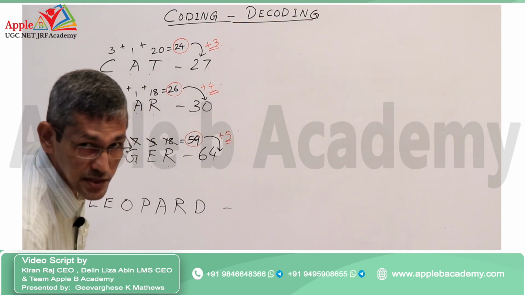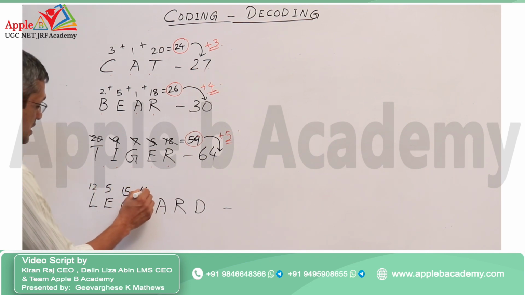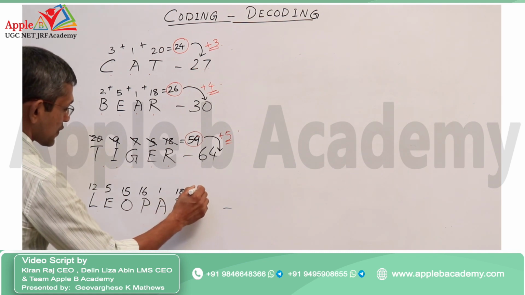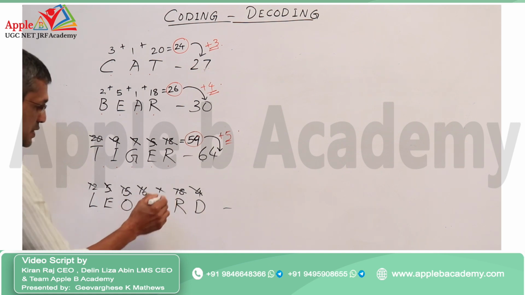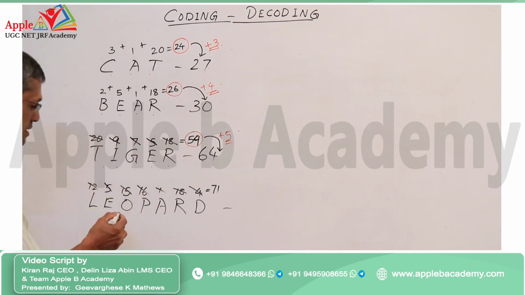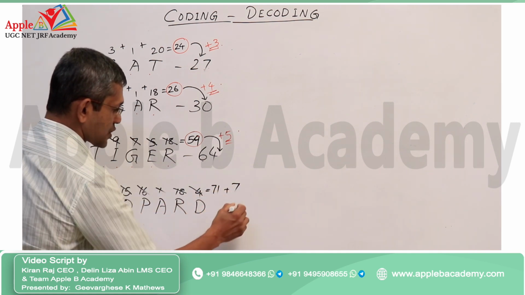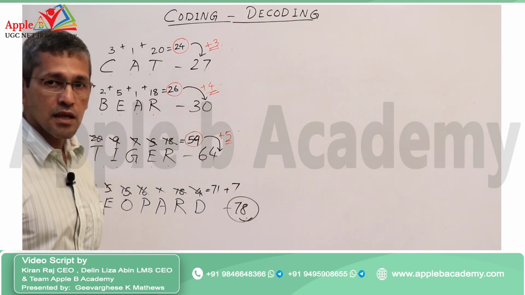So how do we make it fast? This is 12, this is 5, this is 15, this is 16, this is 1, this is 18, this is 4. So at a glance, what I can see is 15 plus 5, 20. 16 plus 4 is 20. So 20 plus 20 is 40. At the same time, 18 plus 12 is 30. 40 plus 30 is 70. And this is 71. So 71 is the sum. Plus 7 letters. So 78 is going to be the answer in this case. See that?